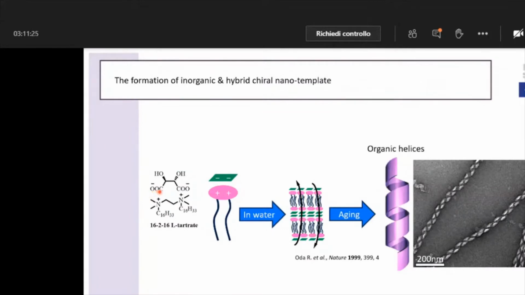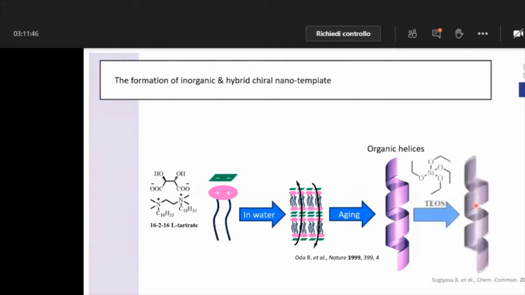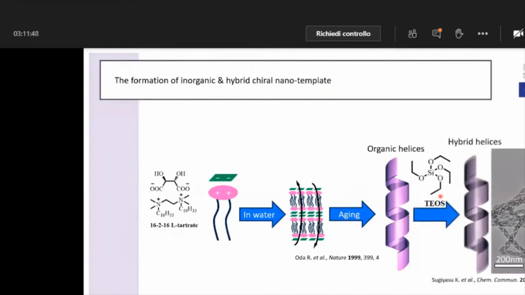Of course, these helices, as I said, are organic, and they will evolve. They are not very stable. If you change, for example, pH or temperature, the shape of your material will change. In order to stabilize it, we found one way, which is adding TEOS in the medium, and then you will form a silica shell around the organic nanohelix.